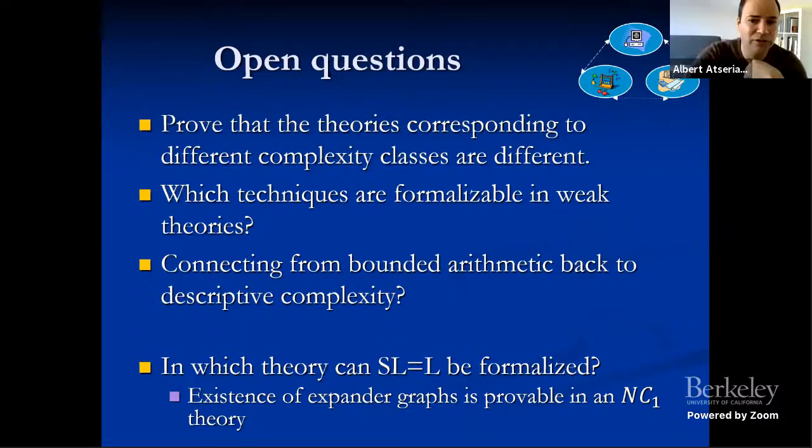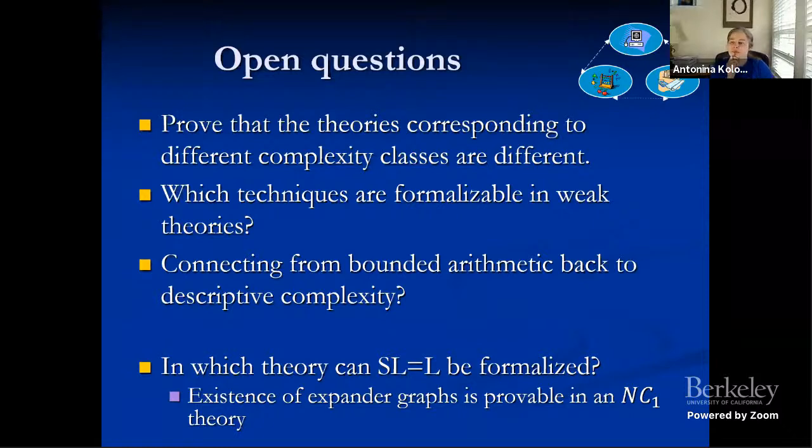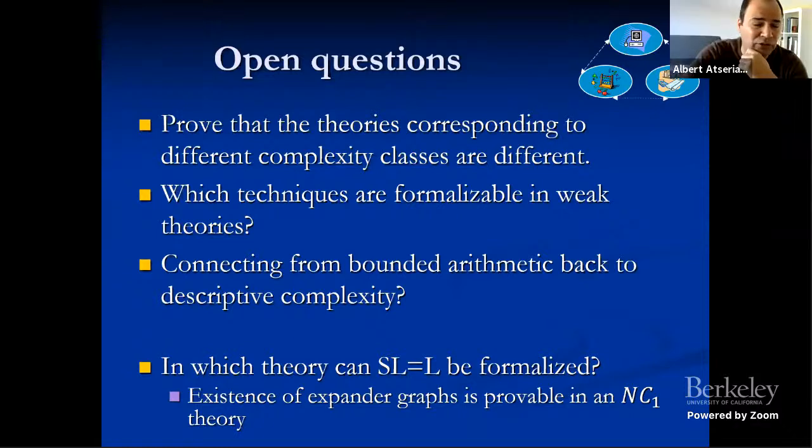Yeah, I have one question. About this SL equals L result: the existence of expander graphs, you do it with the zigzag product. So which part is missing to get the formalization? Yeah, what's missing is that you can prove the existence of expander graphs when you start with small things with constant expansion, and you combine them and you keep expansion constant. What to do when you start with something that does not have a constant expansion? That's what we haven't figured out. Okay, thanks.